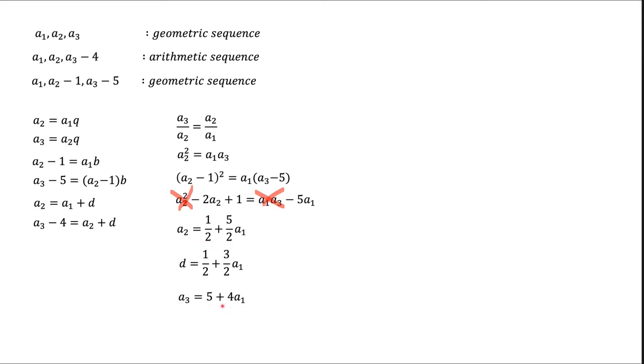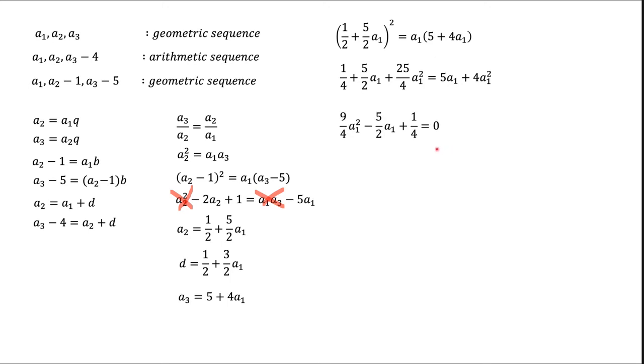And now we're going to plug those values into this equation for the geometric sequence. If we do that, that's what we get. We can open the parentheses. We get an expression like this. Now we're going to combine all like terms. We get a quadratic equation for a1. We're going to multiply this equation by 4. And we get an equation like this. We don't have to do it, but it's just a nicer looking equation.